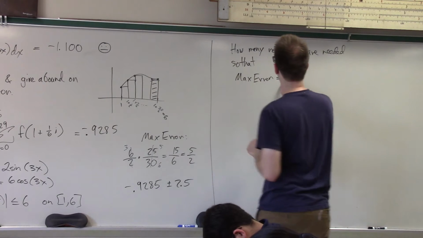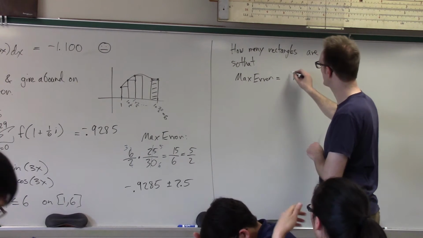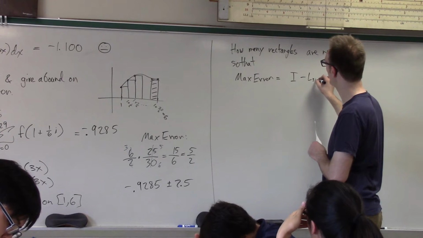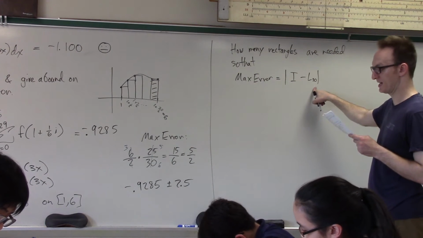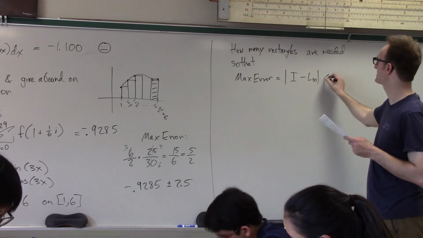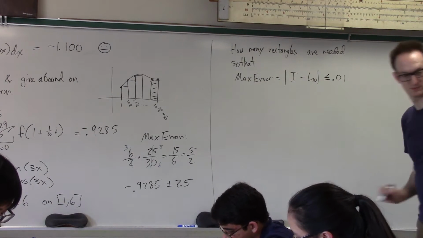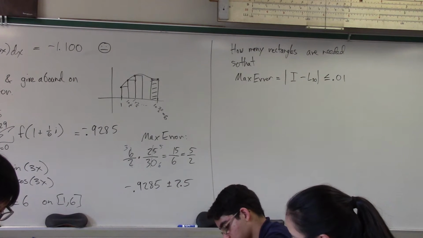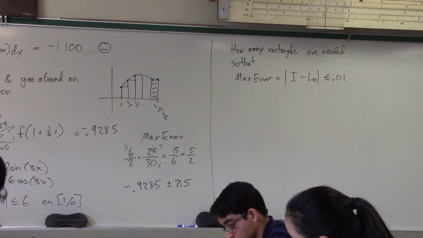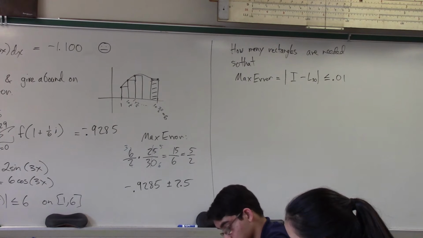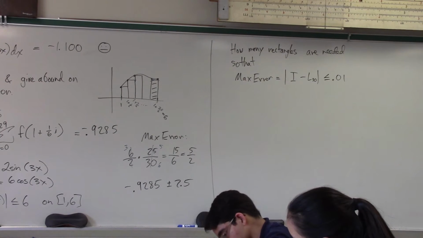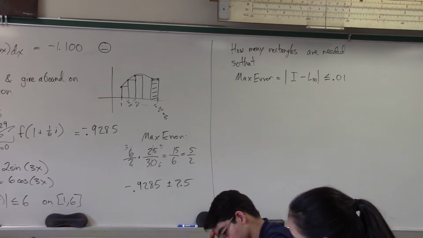is, which I will abbreviate as the difference between the true integral and L30. That's what I defined the max error to be. That this is less than 0.01. Using 30 subintervals, I got that the error was plus or minus 2.5 at most. Using these techniques, how many subintervals are required so that I can be sure that our answer is off by at most 0.01?